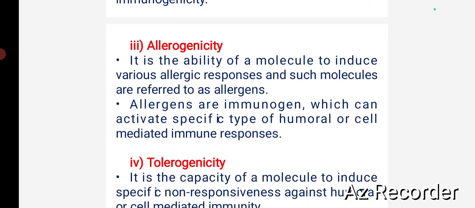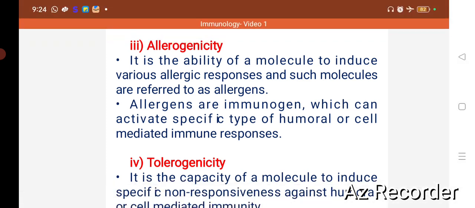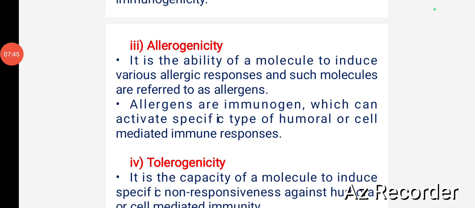Next one, allergenicity. It is the ability of a molecule to induce various allergic responses, and such molecules are referred to as allergens. Allergic reaction producing molecules are called allergens. Allergens are immunogens which can activate specific types of humoral or cell-mediated immune response.